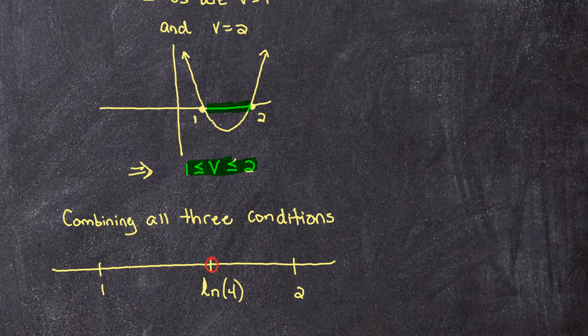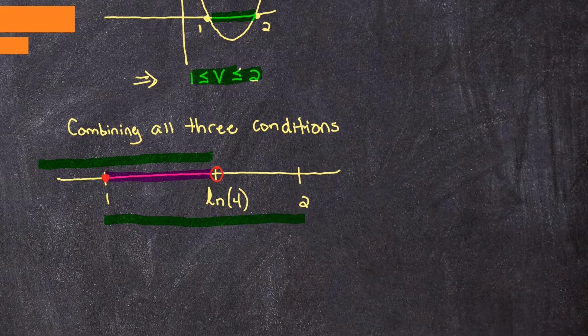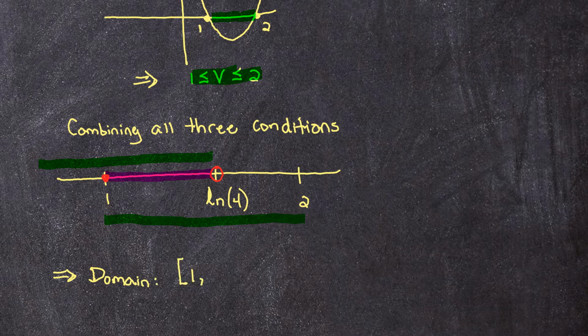In other words, we put an open circle around the natural log of 4 because we can't have that. I shade everything less than the natural log of 4 because we want that to be true. And I shade everything between 1 and 2. And then you take the intersection of everything. And the intersection of everything starts at 1 and goes all the way up to the natural log of 4, but does not include the natural log of 4. That is the domain of our function.